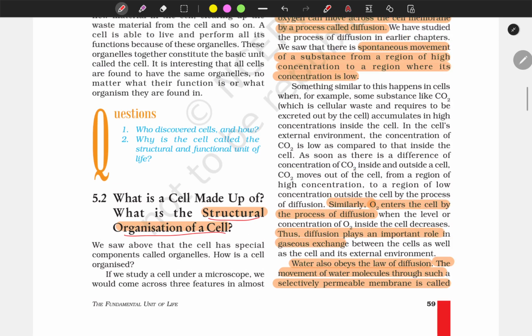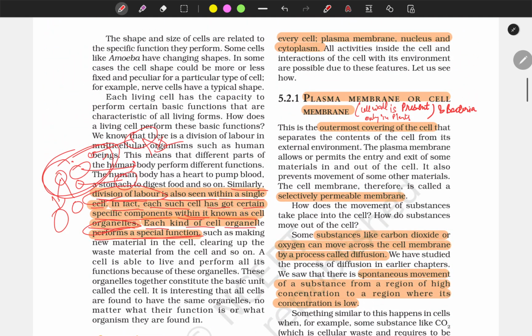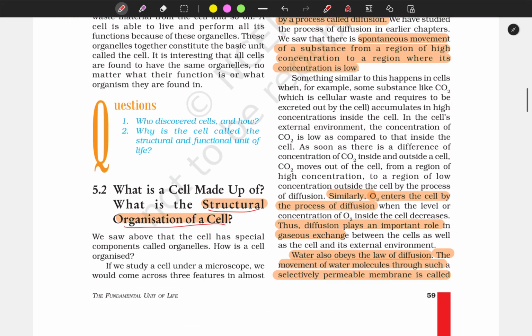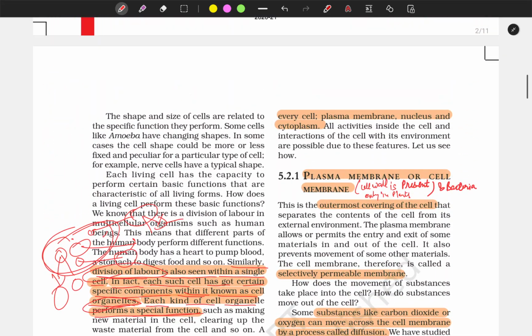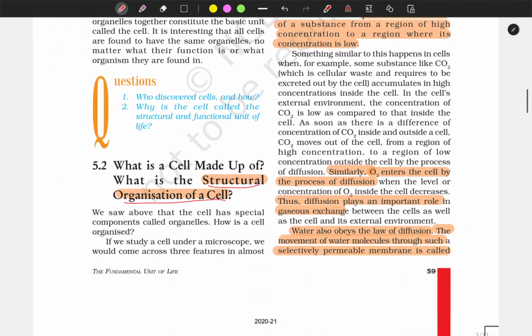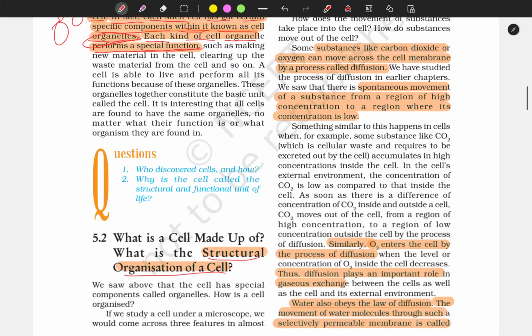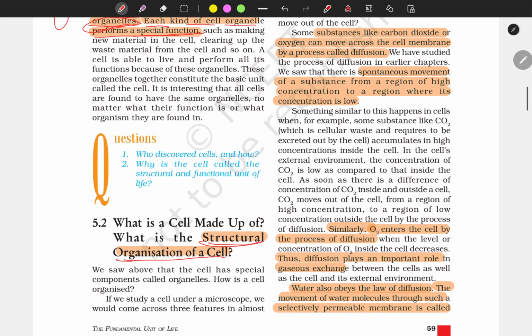Structural organization of a cell. We're going to discuss cells. There are basically two types of cells. Structural organization of a cell. So what does a cell consist of?